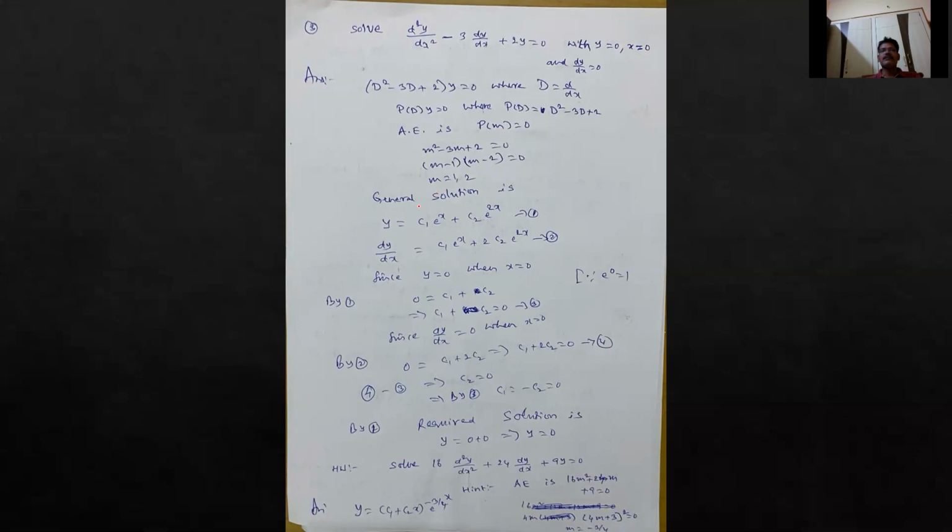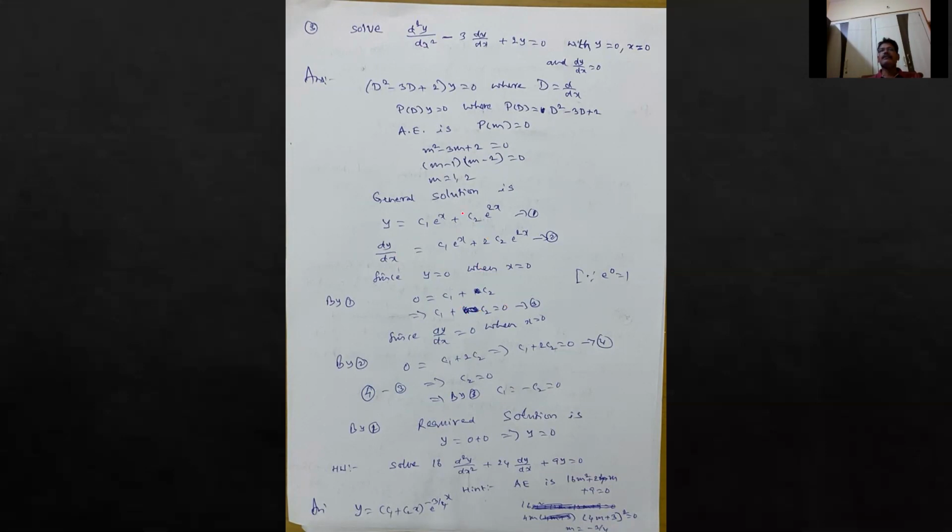The general solution is y equal to c1 e power x plus c2 e power 2x. So again, dy by dx equals c1 e power x plus 2c2 e power 2x. Since we have to find the solution with the condition y equals 0 at x equals 0, and dy by dx equals 0. Since y equals 0 when x equals 0, writing x equals 0, e power 0 is 1, so c1 plus c2 into e power 0, which is 1. So c1 plus c2 equals 0.